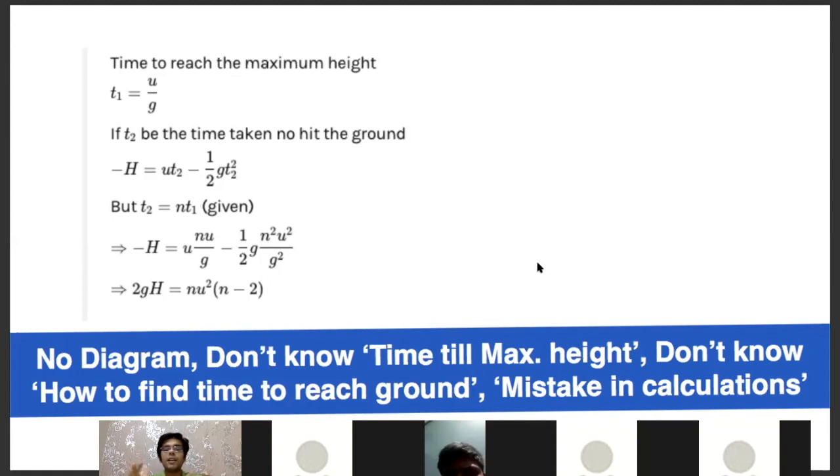So most people will not create a diagram. Most people will not know how to calculate this maximum height. Most people will not know how to find the time to reach the ground. And in the end, they may make mistakes in the calculations. So at 4 levels, this question is going to go wrong: if you're not creating a diagram, if you don't know how to calculate t1, if you don't know how to calculate t2, or if you make a mistake in calculations, either you lose the attention or you lose your focus.